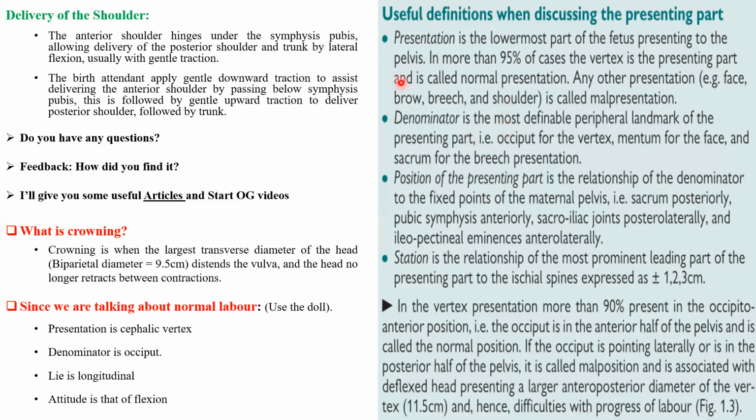What is the denominator? Denominator is a bony landmark on the presenting part. For the vertex presentation, it will be the occiput. For face presentation, it will be the chin or the mentum.